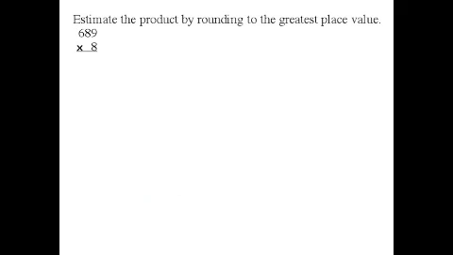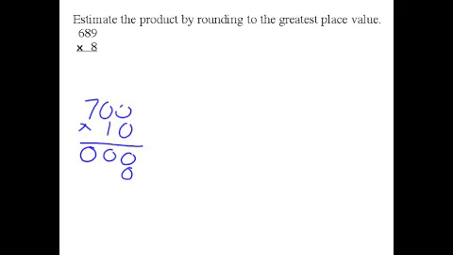This question is brought to you by Jeremy and Justin. Estimate the product by rounding to the greatest place. 689 times 8. 689 is closer to 700, and 8 is closer to 10. So the question is 700 times 10 equals 7,000.